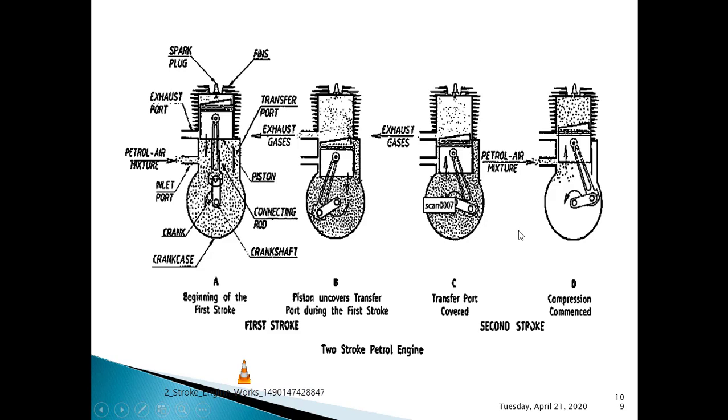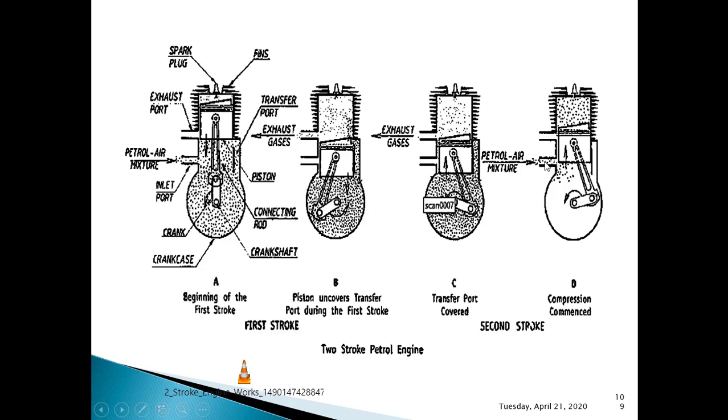Next, come to the upward stroke, or the second stroke. In the upward stroke, the piston will start to move from bottom dead center to top dead center, and during its movement it first covers the transfer port. That means the entry of slightly compressed air fuel mixture into the engine cylinder will be stopped. Then it covers the exhaust port. That is, the charge flowing out will be stopped as soon as it covers the exhaust port, and its further upward movement will uncover the inlet port.